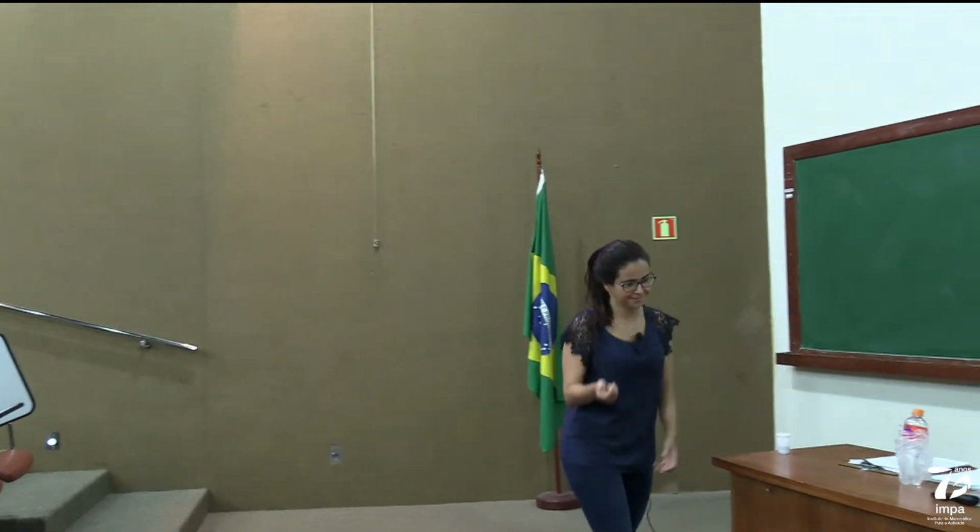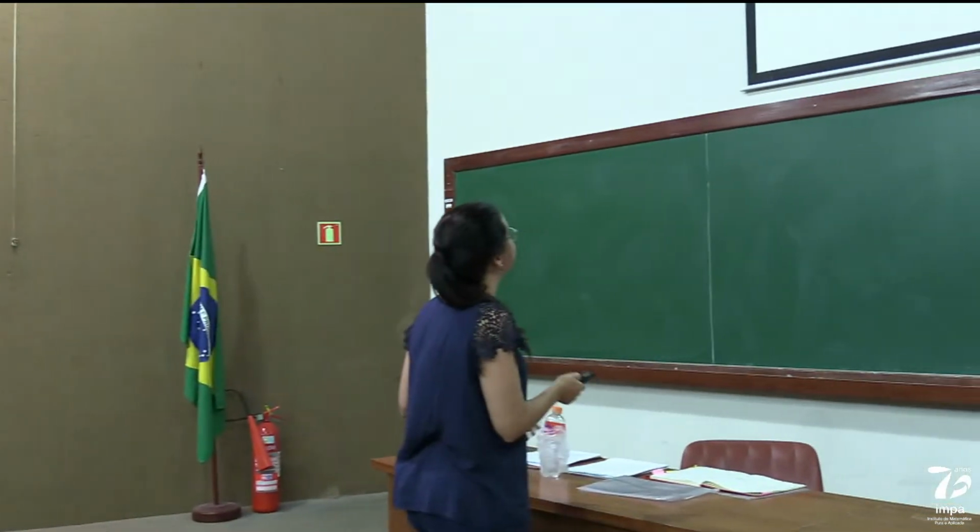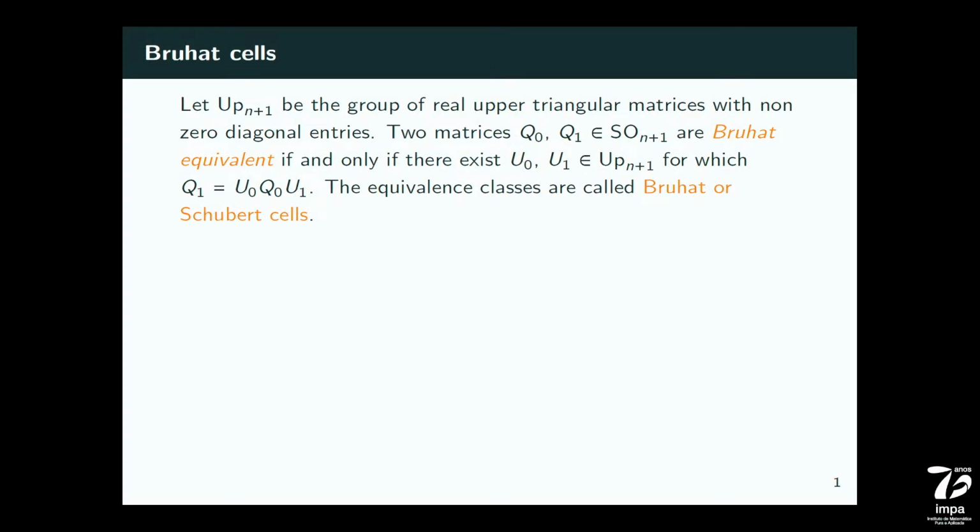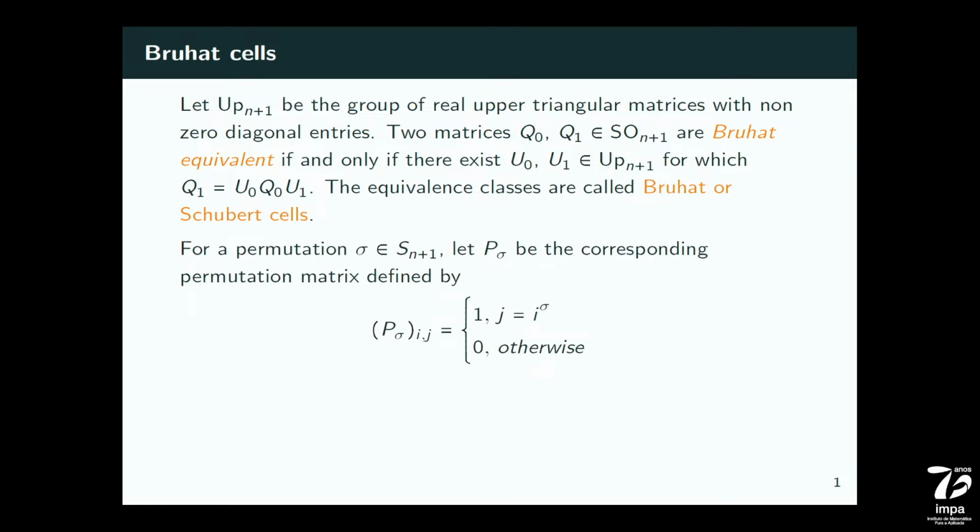First of all, let me say that if I take two matrices in the orthogonal group, we say that they are Bruhat equivalent if and only if there exist two upper triangular matrices, U0 and U1, such that Q1 is equal to U0 Q0 U1.